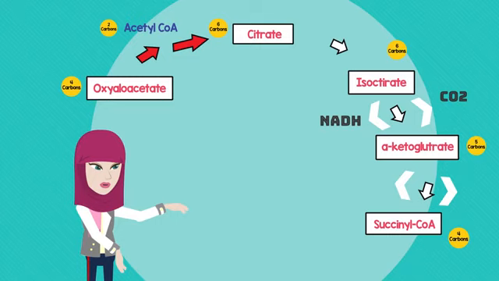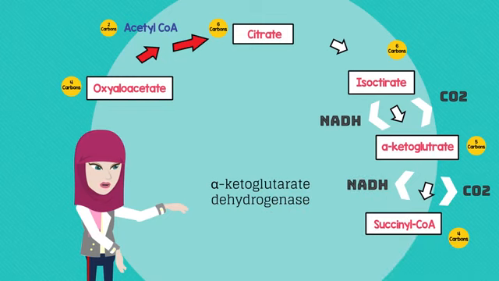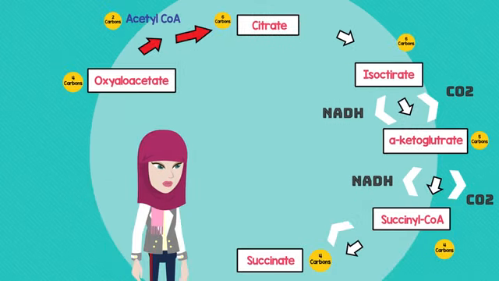Alpha-ketoglutarate is oxidized and becomes an unstable succinyl-CoA. Again, a carbon dioxide is released and an NADH is produced. Alpha-ketoglutarate dehydrogenase catalyzes this reaction. Succinyl-CoA is then converted to succinate and an ATP is produced in the process.